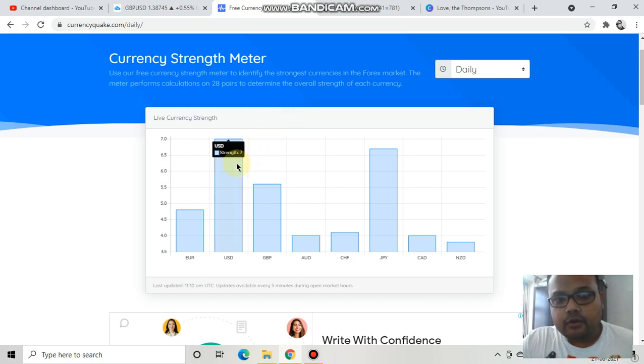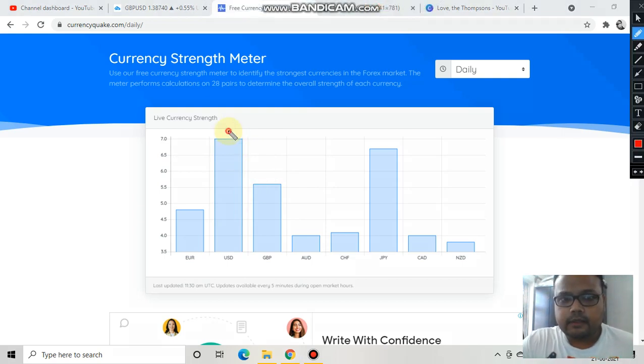And if we compare US dollar and GBP, then we can see that yes, US dollar is very strong, but GBP is also strong in comparison to Australian dollar or Swiss franc. Therefore, the condition of GBP or British pound is also not that bad.